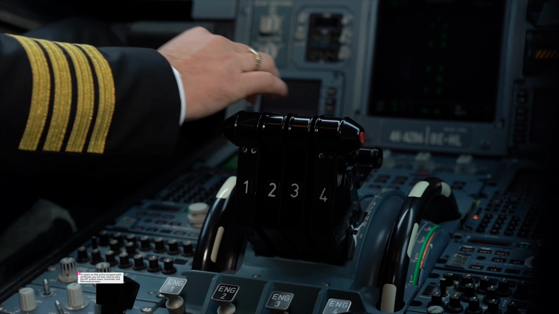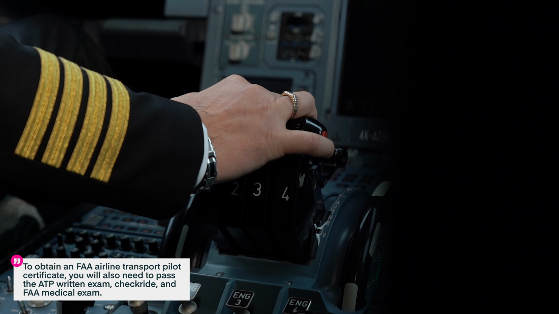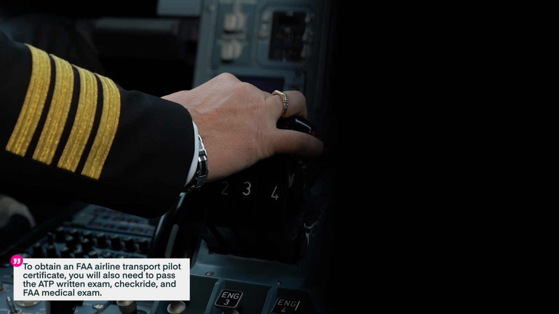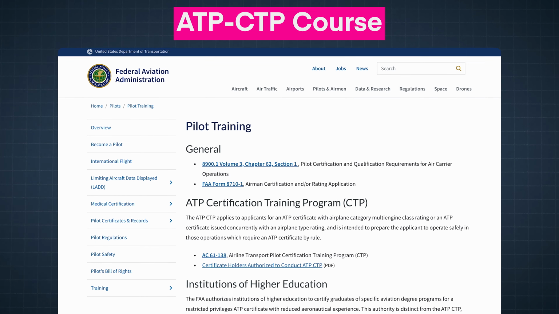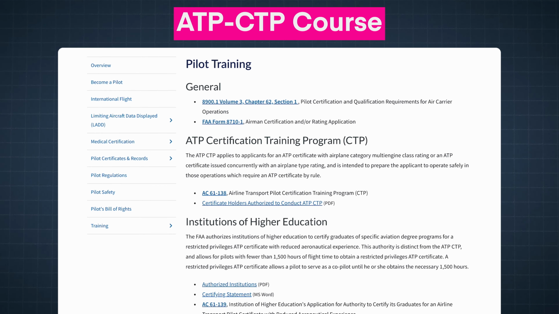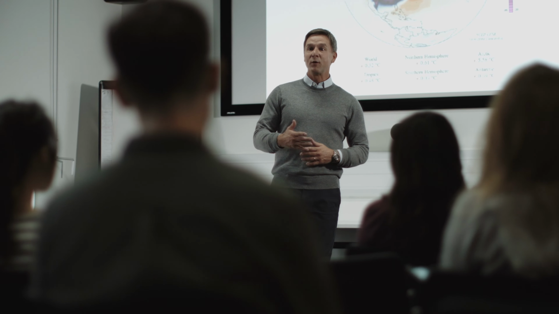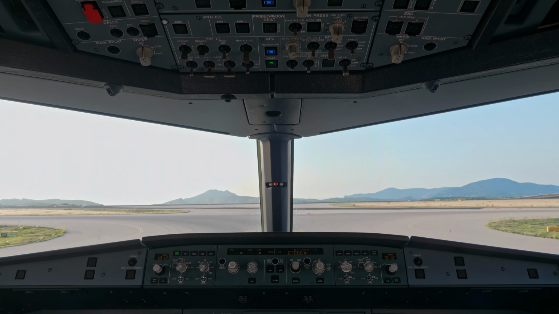If you want to obtain an FAA airline transport pilot certificate, you also need to pass the ATP written exam, check ride, and the FAA medical. Additionally, you will also need to take an ATP CTP course before the written exam. The ATP CTP course consists of 30 hours of ground training, 16 hours of flight simulator training. It's an intensive course that is going to prepare you to fly large commercial aircraft.